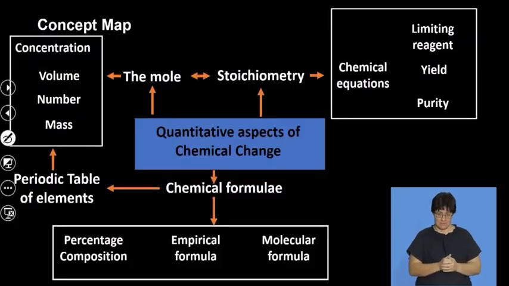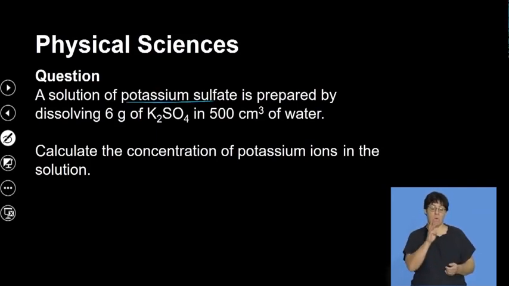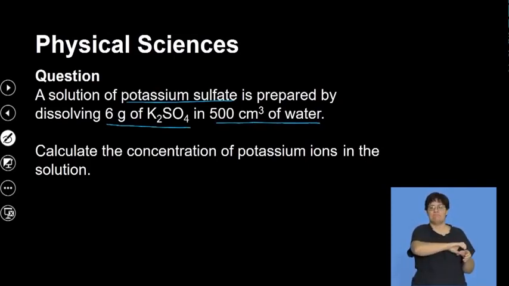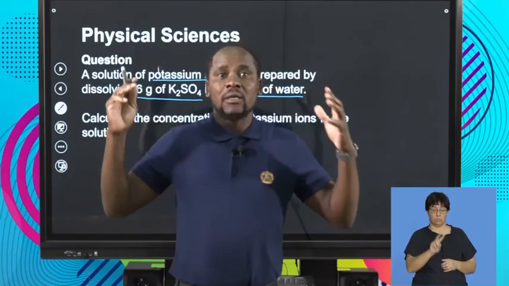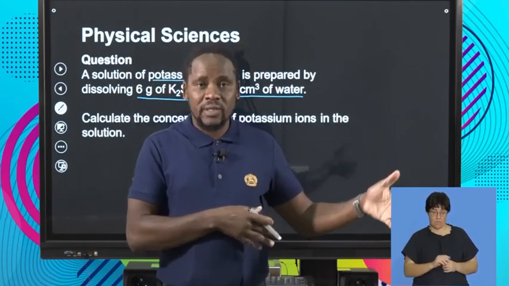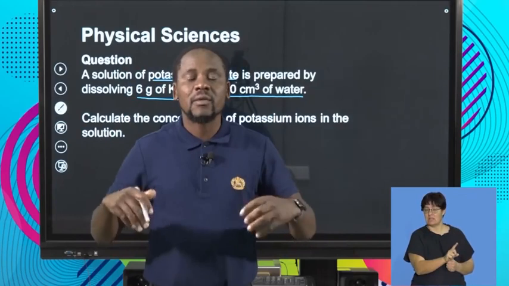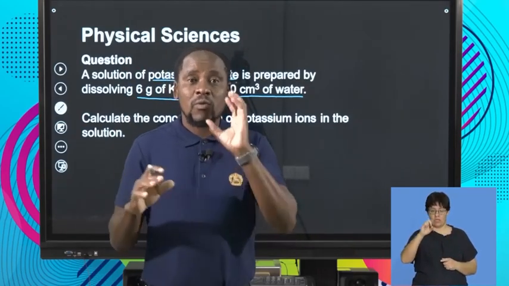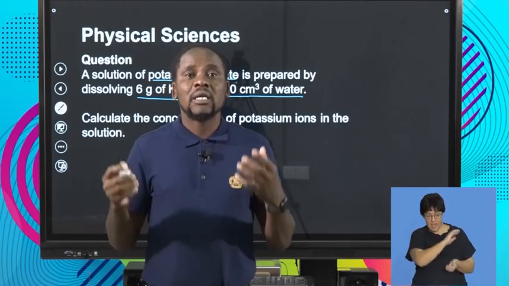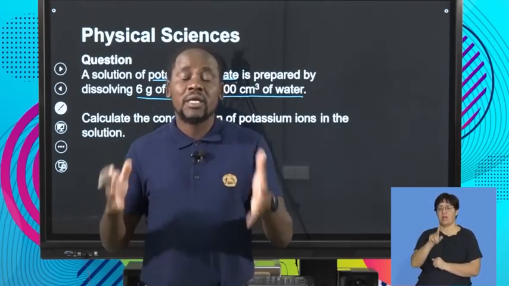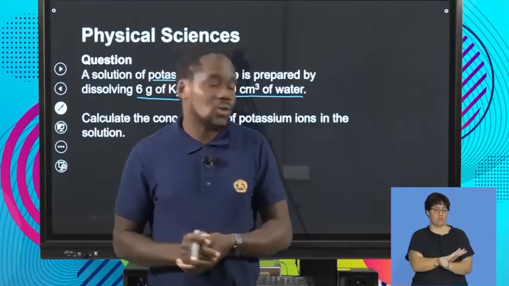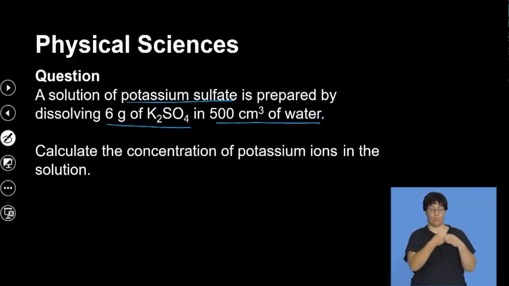Right. A solution of potassium sulfate is prepared by dissolving 6 grams of potassium sulfate in 500 cubic centimeters of water. So what is important here? Potassium sulfate is completely soluble in water, so it dissolves completely. So it will form what we'd want to think of as a homogeneous solution, right? So once that happens, we know that all the potassium sulfate has dissolved because it's a group one salt. Now, the question says, calculate the concentration of potassium ion in the solution, okay?